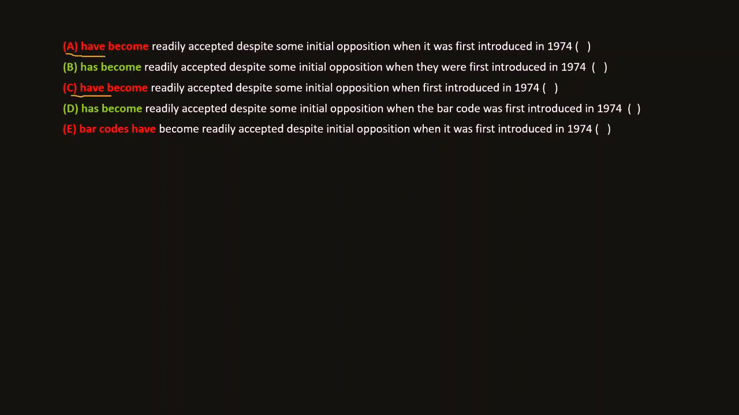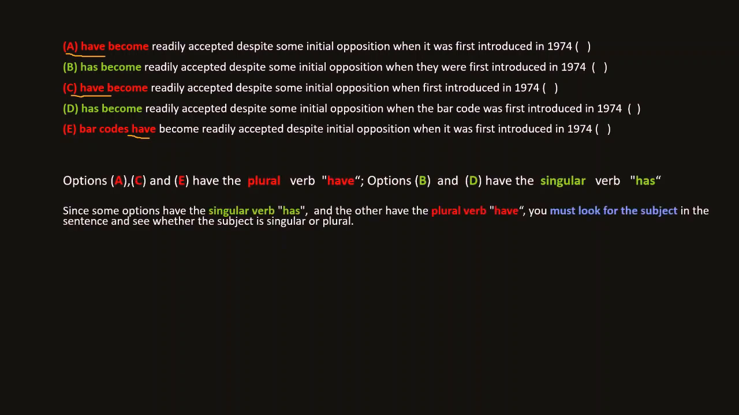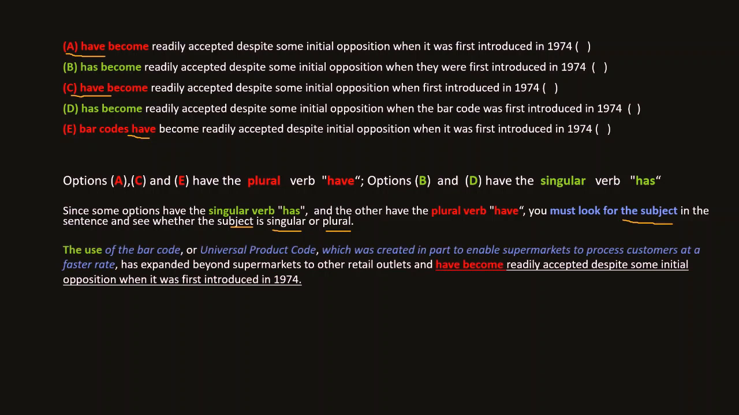Since some options have the singular verb has and the other options have the plural verb have, you must look for the subject in the sentence and see whether the subject is singular or plural. Now look at the given sentence. How do you identify the subject in a sentence? I told you, to identify the subject in a sentence, you must eliminate or ignore the middlemen, the modifiers.